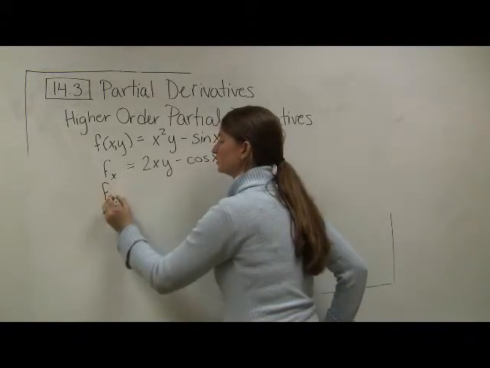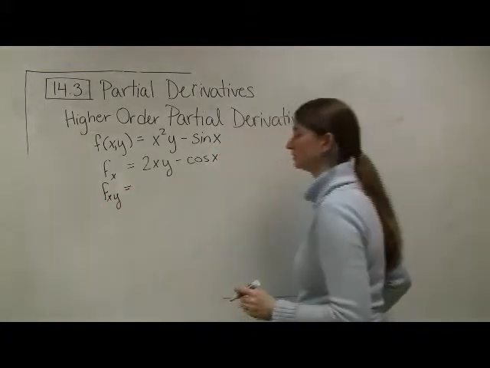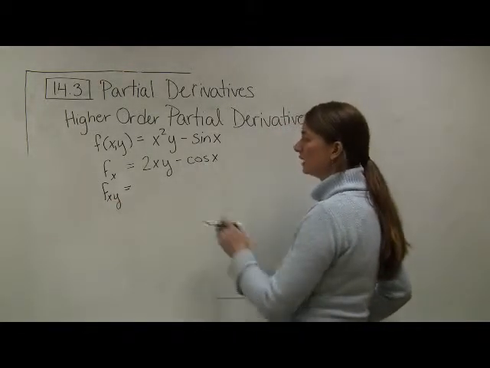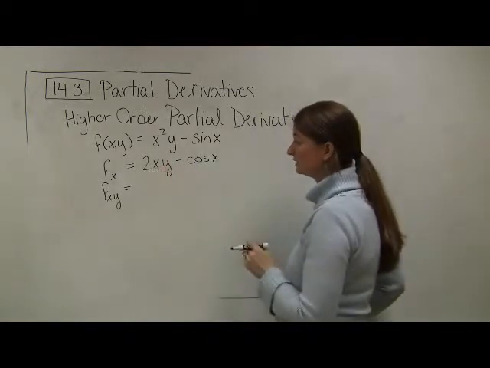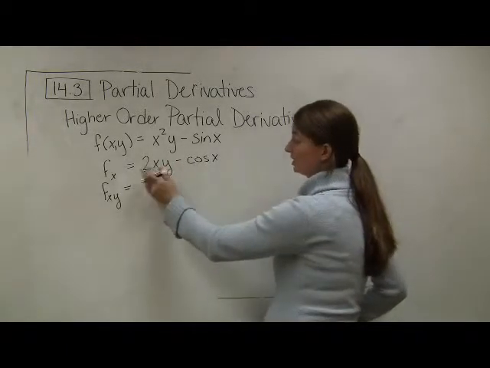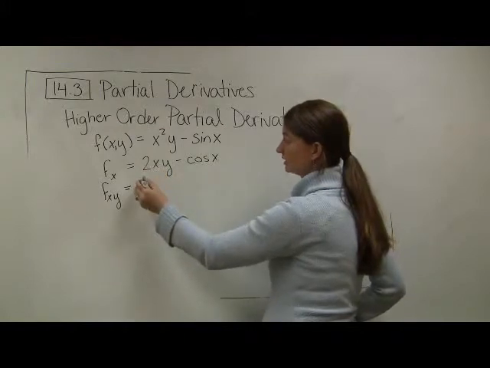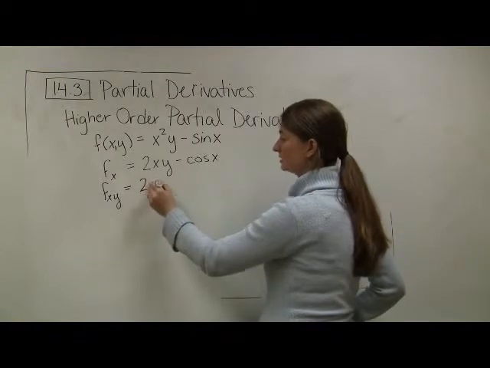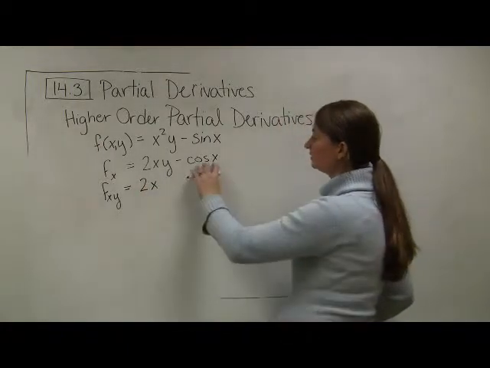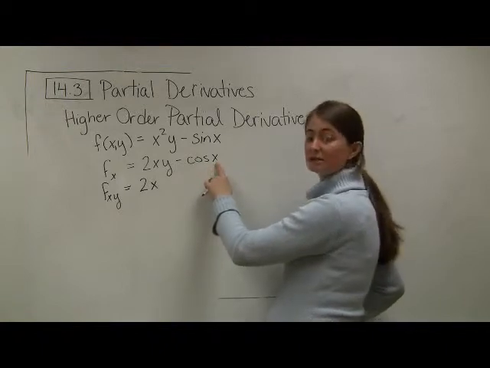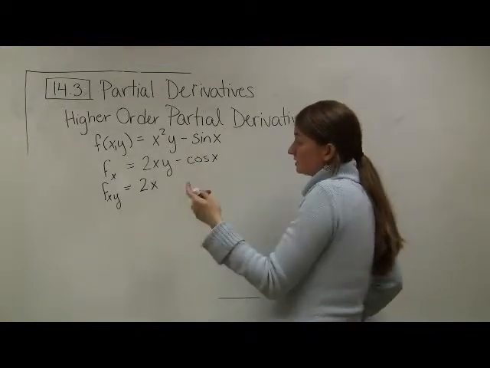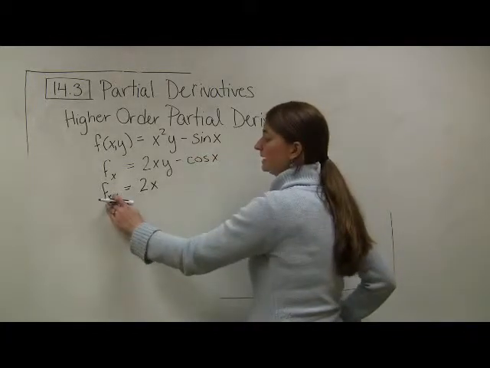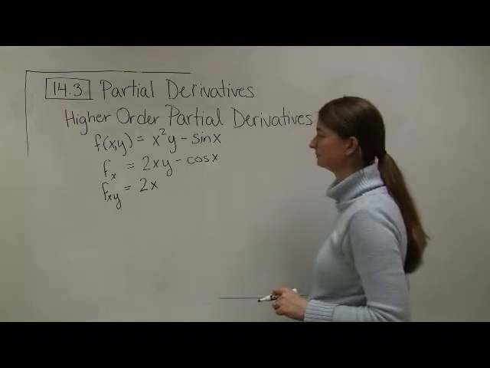So once I've taken my partial with respect to x, I'm now going to take a partial with respect to y. So because I'm taking my partial with respect to y, now I'm treating x as a constant. When I treat x as a constant, this 2x is just a constant that goes along for the ride, and the derivative of y times a constant is just going to be that constant. And the derivative of cosine of x, well, x is just a constant. So the cosine of a constant is still just a constant, and that term becomes 0. So it means that our partial with respect to x and then y is equal to 2x.